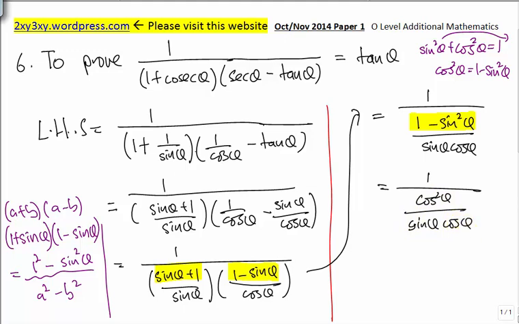The square here can cancel with this cosine term. So we will get cosine over sine. And we know that cosine over sine is cotangent theta. Now, we take a look at what we are supposed to prove. We are supposed to prove that the right hand side should be tangent theta. And we know that 1 over cotangent is tangent, which is equal to the right hand side. Okay, proof.